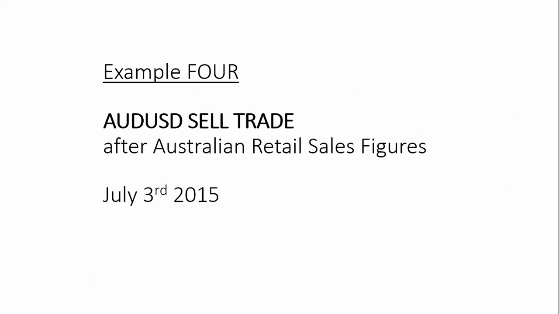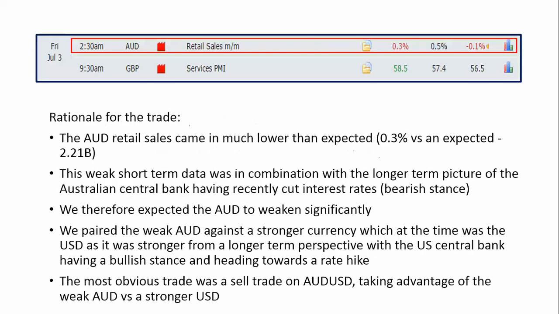Okay, example 4, an Aussie dollar sell trade after the Australian retail sales figures on July the 3rd, 2015. Again, same process. I'm repeating it so it becomes second nature for you. So Friday, July the 3rd at 2:30 a.m., Aussie dollar retail sales came out at 0.3, which was worse than the expected figure of 0.5. So bad data from Australia. Consumers were not spending as much as the market expected. Obviously, that's detrimental to the Australian economy and detrimental to the local currency. So the rationale for the trade: the Aussie retail sales came in much lower than expected.